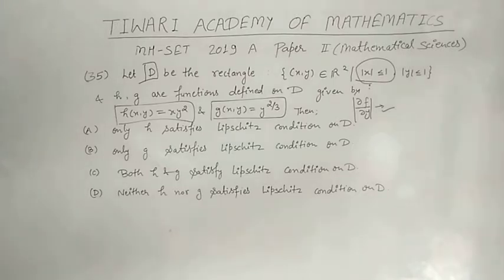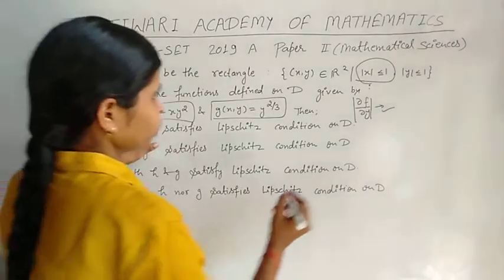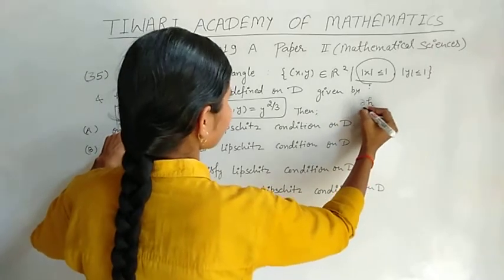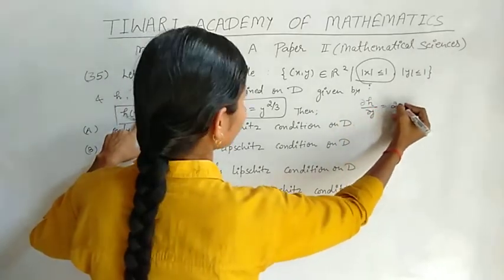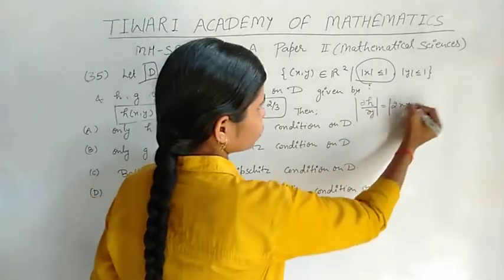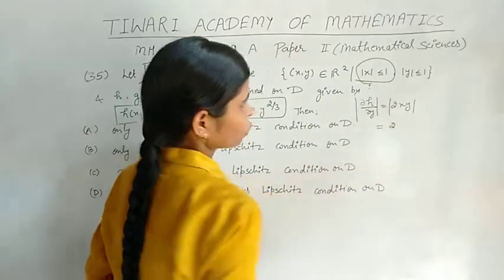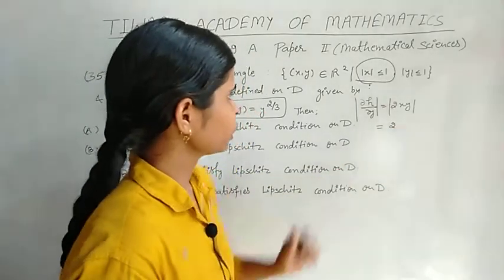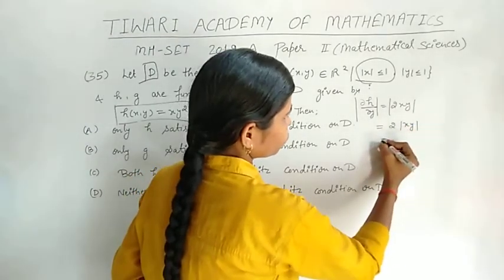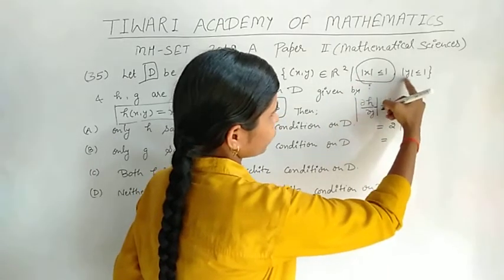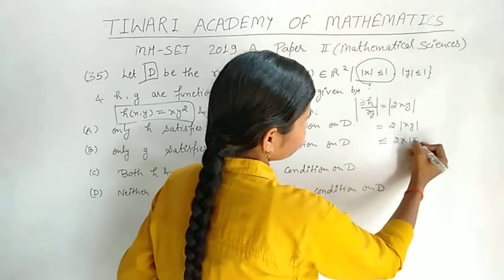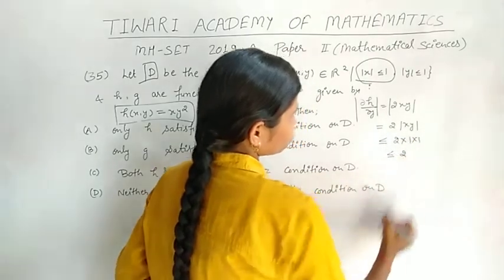Okay, check. First of all, ∂h/∂y is equal to 2xy. We take modulus on both sides. 2 is a constant term, so it goes outside the mod. |xy| is equal to |x||y|, where |x| is less than or equal to 1 and |y| is less than or equal to 1. So this value is less than or equal to 2 into 1 into 1. Finally this is less than or equal to 2.